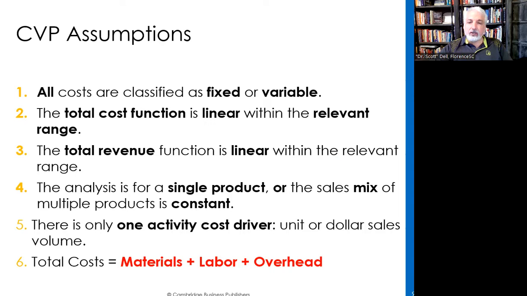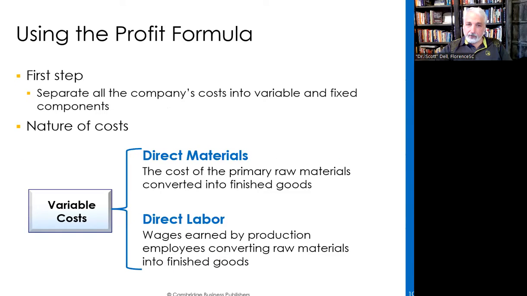With one activity cost driver, we're looking at sales per unit, and that sales volume is based on that. And again, our total cost, we said, is fixed and variable, but we have materials, labor, and overhead as the three broad categories we're going to be focusing in on.